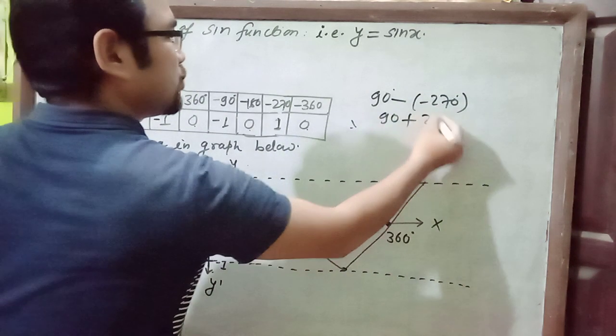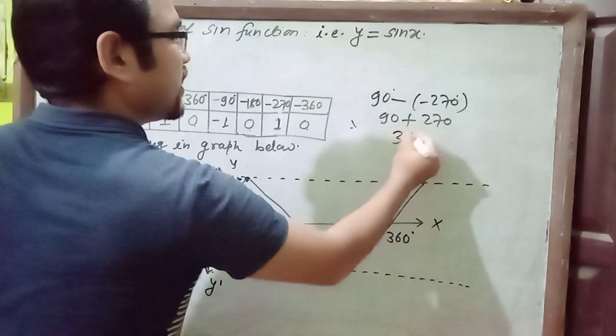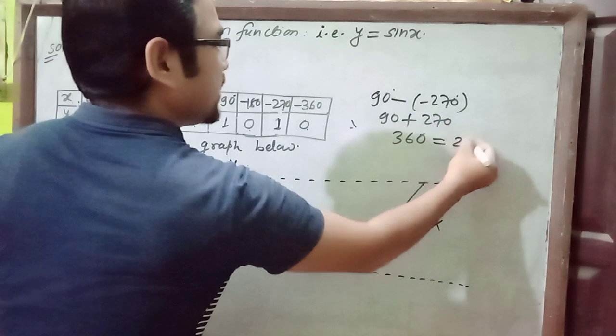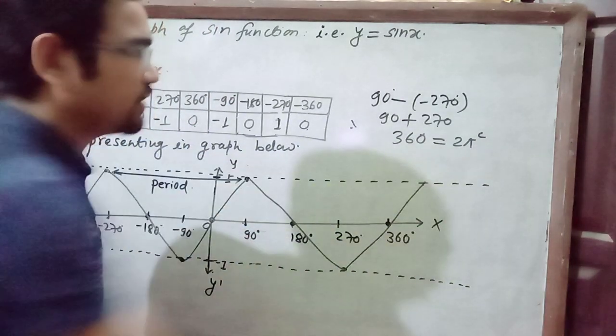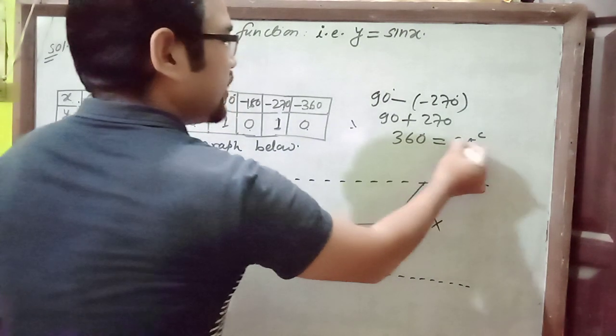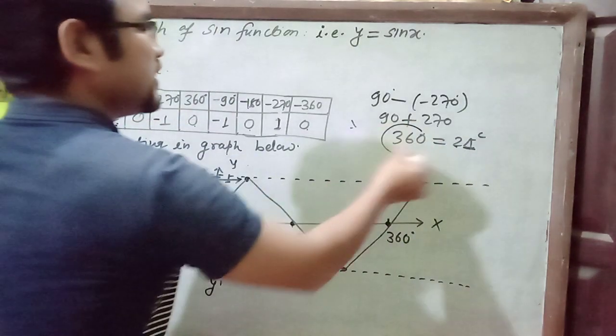90 plus 270, that's 360 degree. 360 can be written as 2 pi radian, because the pi value is 180, and 180 into 2 becomes 360, so 360 degree can be written as 2 pi.